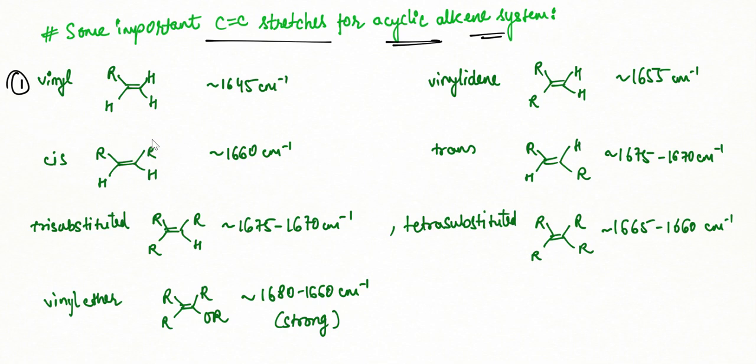Alright, so in the vinyl system, as we can see over here, there is only one R group, and the rest 3 are hydrogen basically. So the frequency is, let's say, approximately 1645 centimeter inverse. For the cis alkene, we are having a higher frequency, 1660 centimeter inverse.